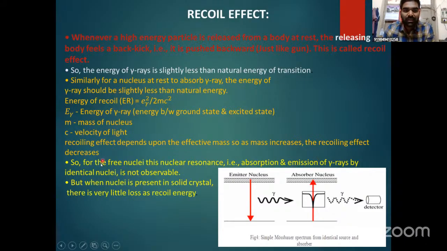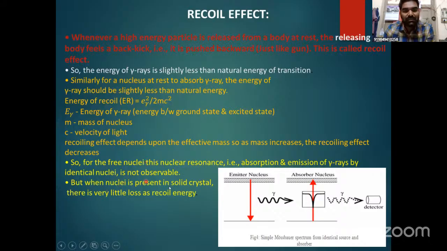So for free nuclei, this nuclear resonance, that is, absorption and emission of gamma rays by identical nuclei, is not observable. We cannot observe this nuclear resonance.